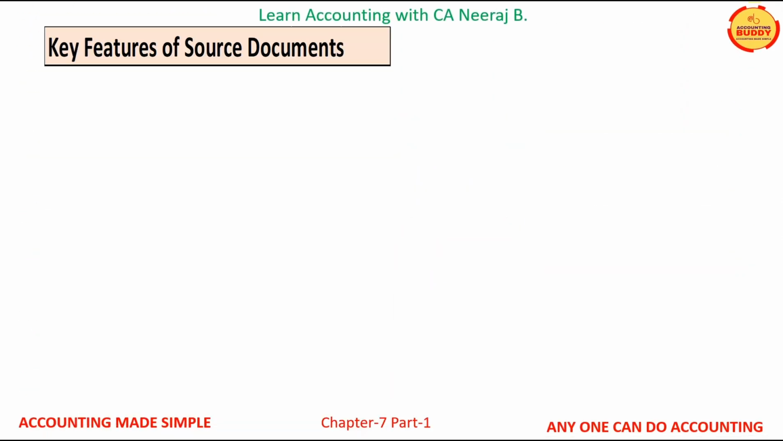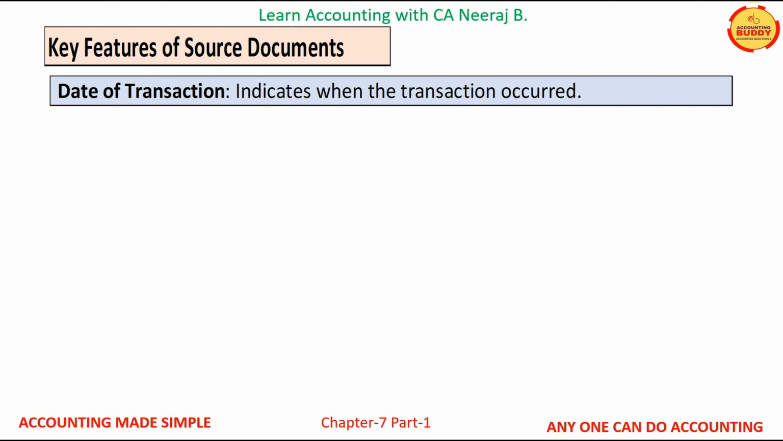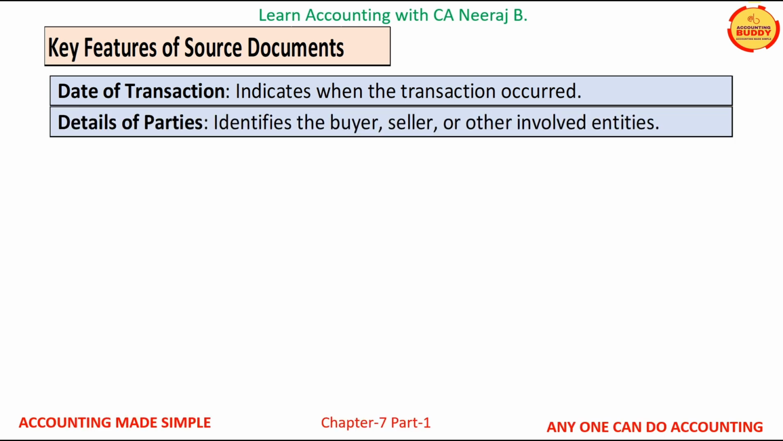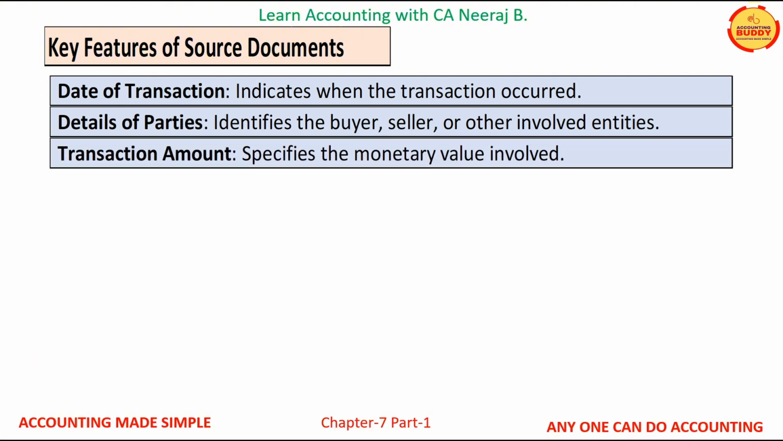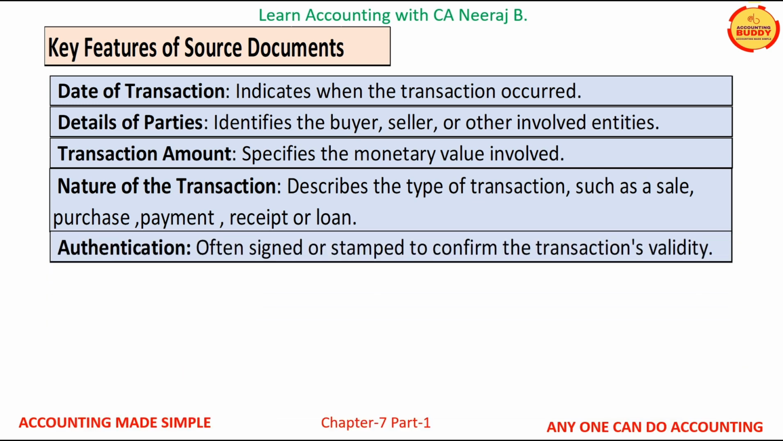Let us learn key features of source document. Source document always indicates the date on which the transaction occurred. This date becomes the basis of recording the transaction. Source document also identifies the parties involved in the transaction in terms of buyer, seller, or other involved entities. It also specifies the monetary value involved in the transaction. Source document also describes the nature and the type of transaction, that is whether it is a sales, purchase, payment, receipt, or a loan transaction. Further, the source document is often signed or stamped by the concerned parties to confirm the validity of the transaction.